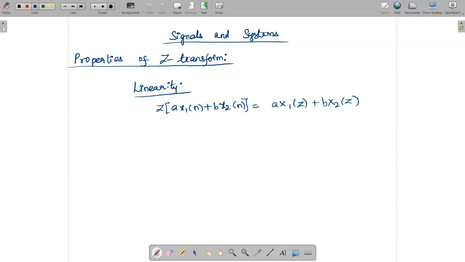Okay, so first is linearity property. It is given by Z transform of a x1 of n plus b x2 of n equal to a X1 of z plus b X2 of z. So before proving the property, we should know what is Z transform of x of n. So Z transform of x of n is given by summation n equal to minus infinity to infinity x of n z power minus n.